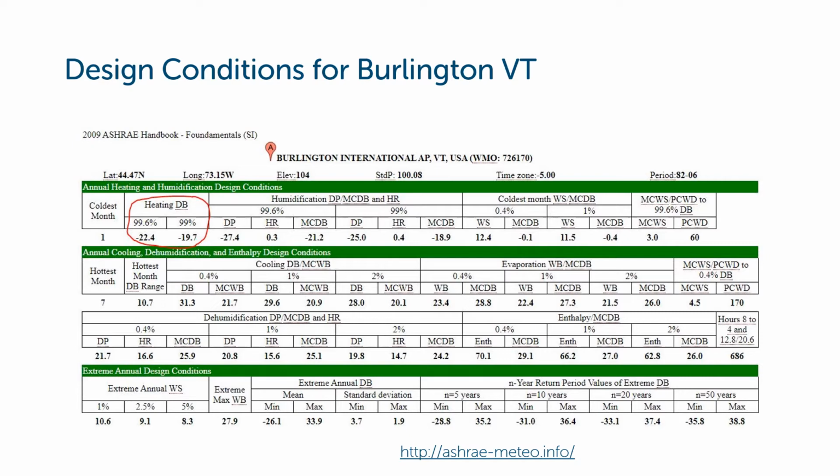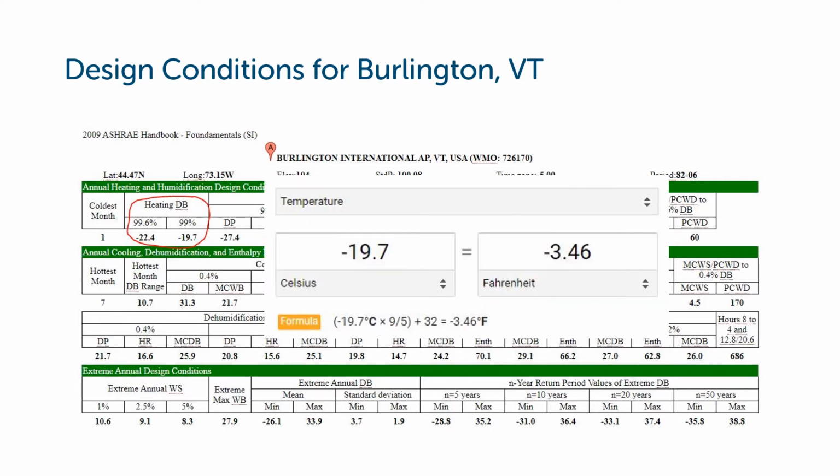This is a chart from an ASHRAE tool that I found online that shows design weather data for most cities in the country. I looked up Burlington, Vermont, and boy, I was surprised to see that design conditions were minus 19.7 degrees. So no wonder everybody uses minus 20 design temps. So what are the design conditions for Burlington, Vermont? It's minus 19.7 if you're using Celsius. Otherwise, minus 4 Fahrenheit is the right design temperature to use for Burlington, Vermont.